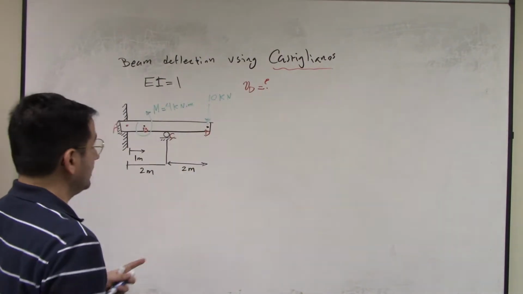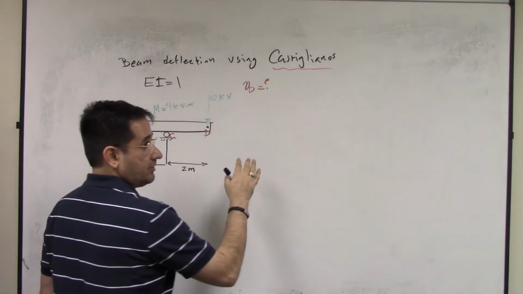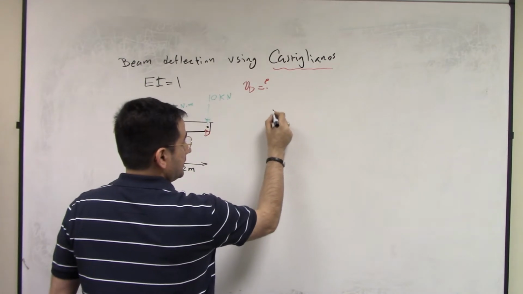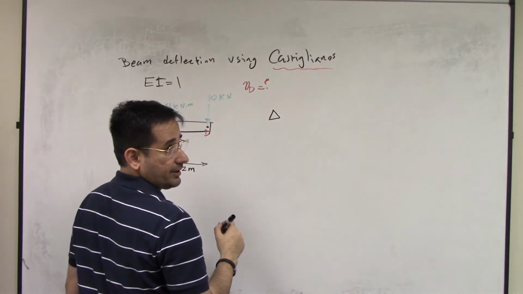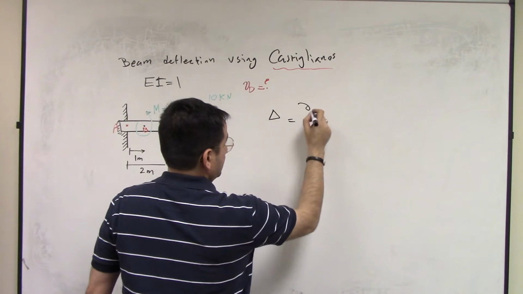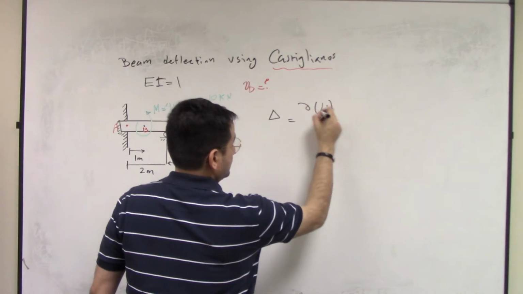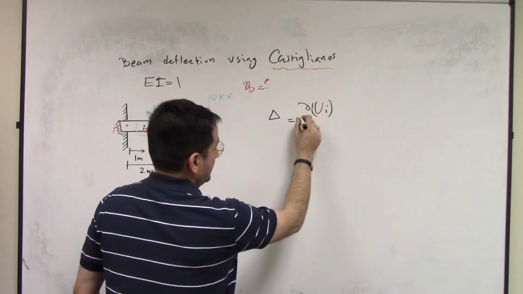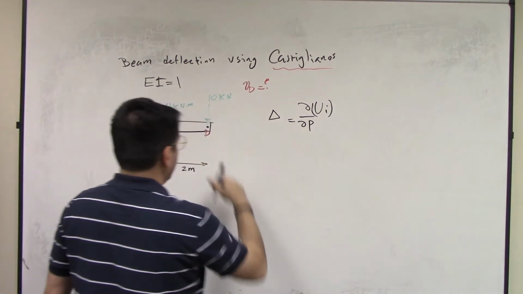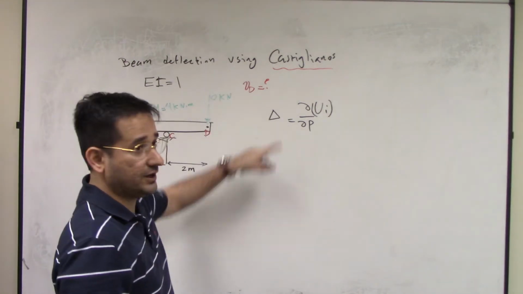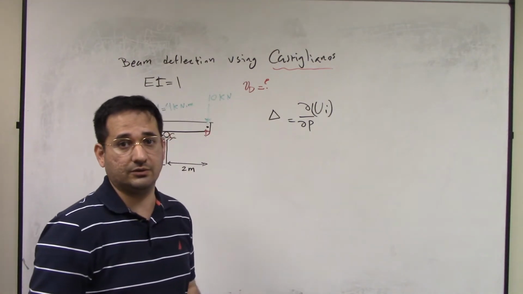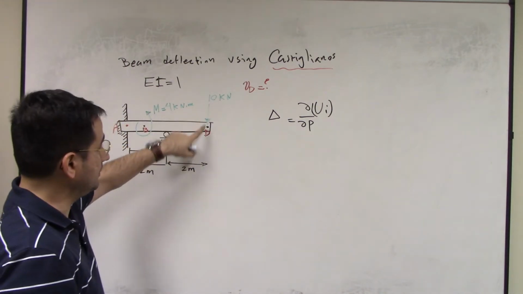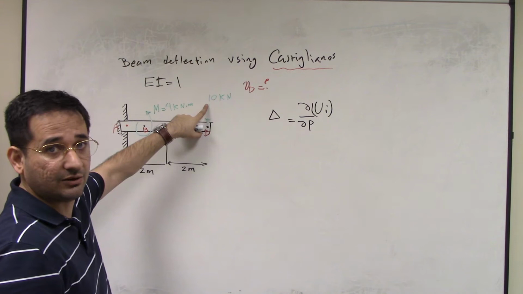So, before I do this, I go to the Castigliano theorem. I say the deflection using Castigliano's theorem at a point is the derivative of the internal energy of the entire system, U total, with respect to a force acting on that point, and this is the deflection along the direction of the acting force. So here I don't have a force P. I only have a force 10K, right?